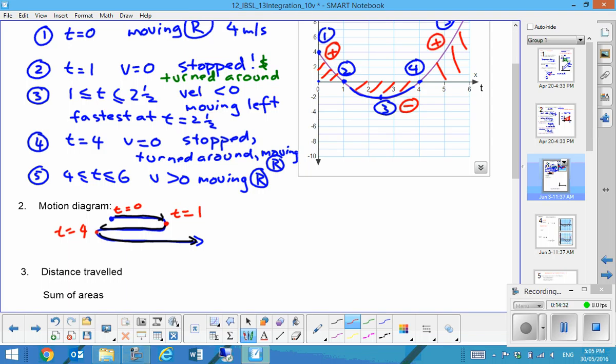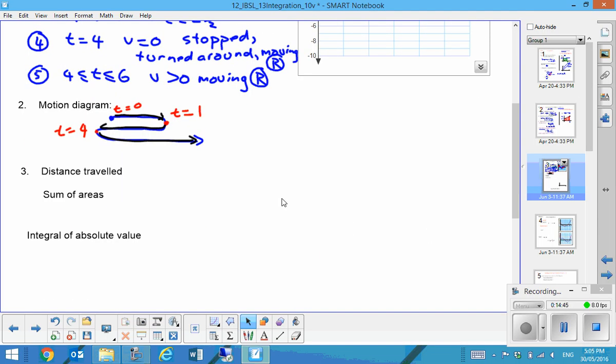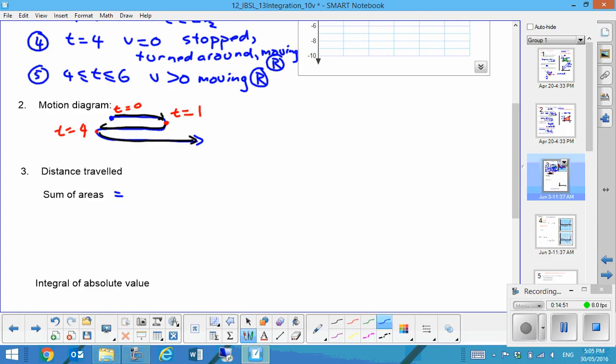So we can just add those up. We can't do it with geometric shapes because it's a curve. We can't do triangles and rectangles. So we're going to need to do integration. So to get the areas, we need to add up all the areas. So we want the integral from 0 to 1 of our velocity function.